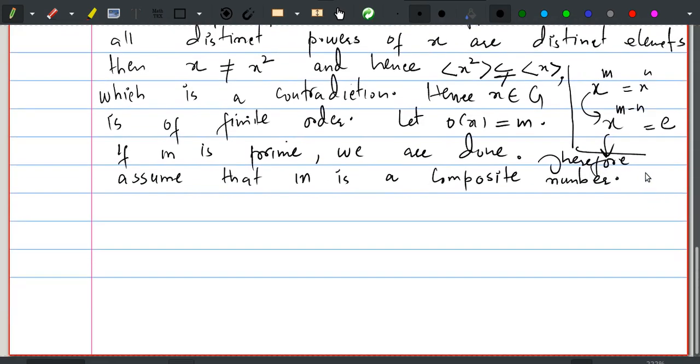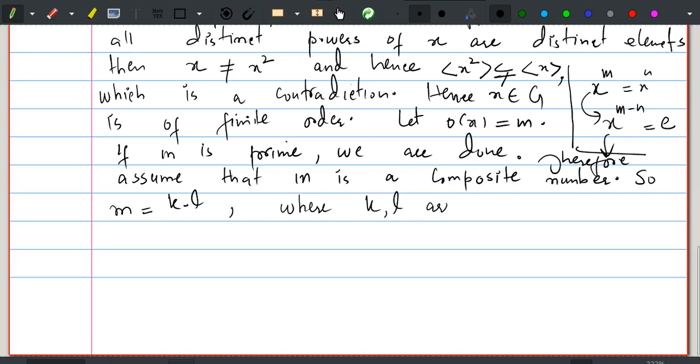So m is kl, where k and l are positive integers other than 1, because if one of them is 1, then m is prime.